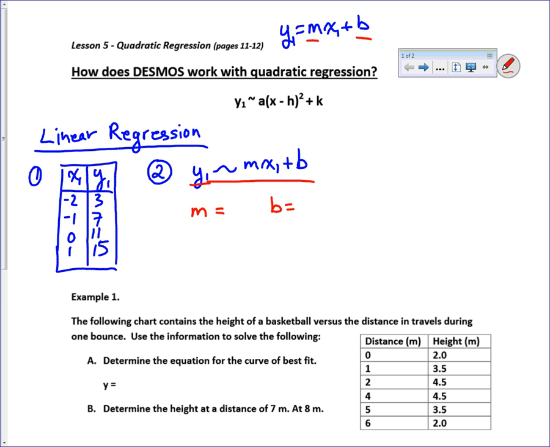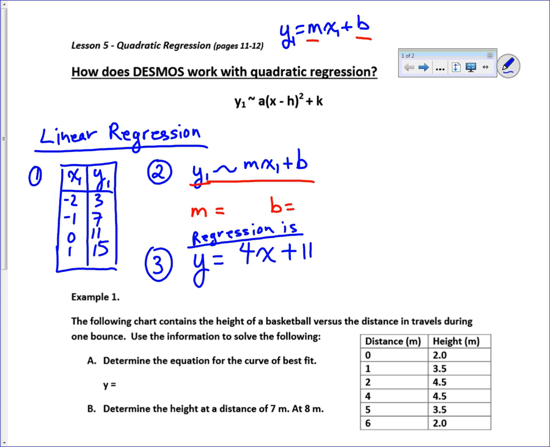Now, once we got the m and the b, we could state the regression. So you might have y is equal to 4x plus 11 as our equation. And you would say the regression is that, and that would be your solution.